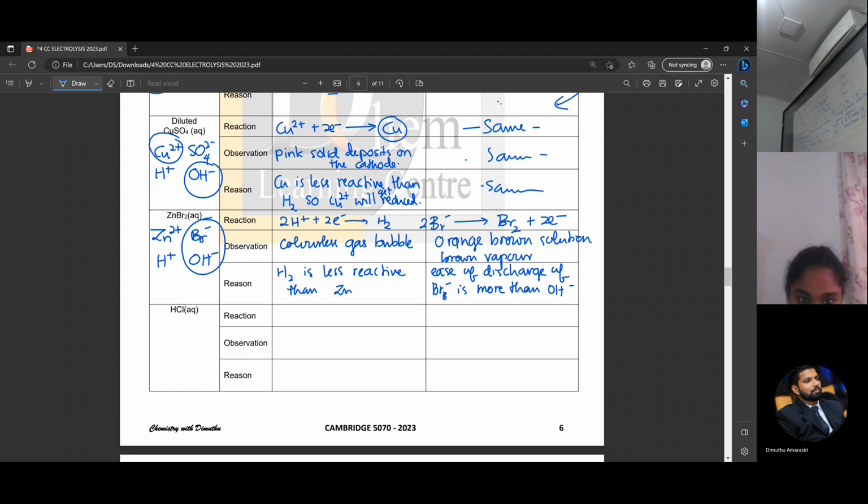Then having done all these, right? HCl is a tricky one. With HCl, something unusual happens. Look, you have H plus and Cl minus. You have H plus and OH minus. Remember, this is an acid. If it's an acid, what about OH minus concentration? High or very low?